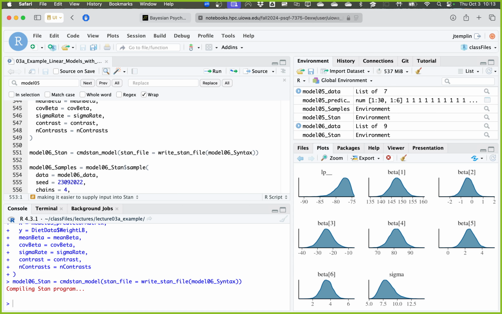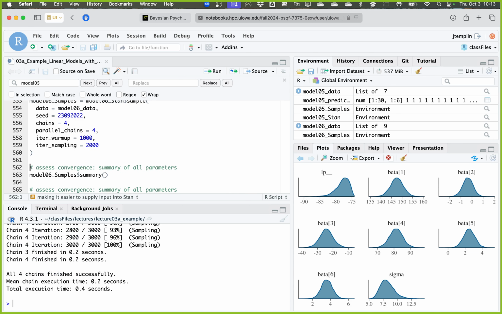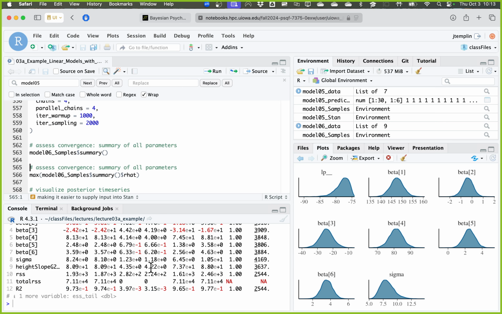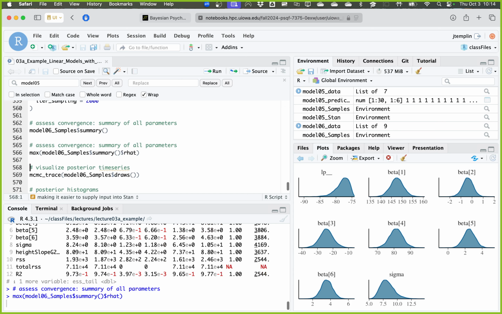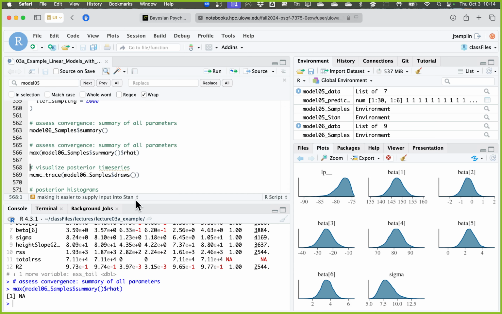But, you know, let's sample. Let's take a look at our summary. Remember, before we look at anything else, though, let's take a look at r hat.